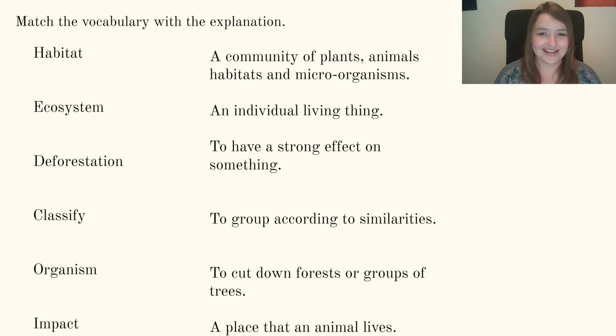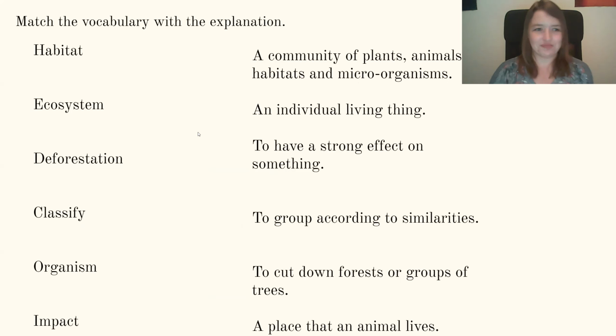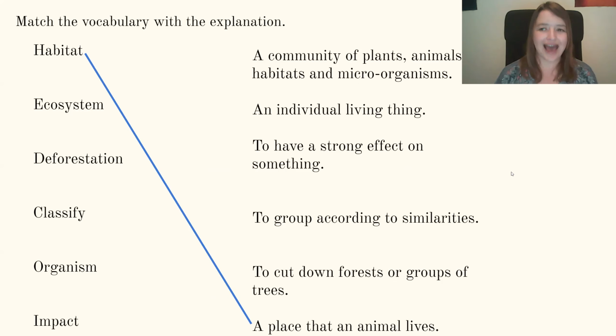So, have you connected up? Have you got all of your explanations for each of our scientific vocabulary? I know that you're used to using all of these after our sessions. So, habitat. What's a habitat? Absolutely, a place. It's a place that an animal lives. A habitat is a place that an animal lives. Ecosystem. A community of plants, animals, habitats, and microorganisms. I knew you would have that one.